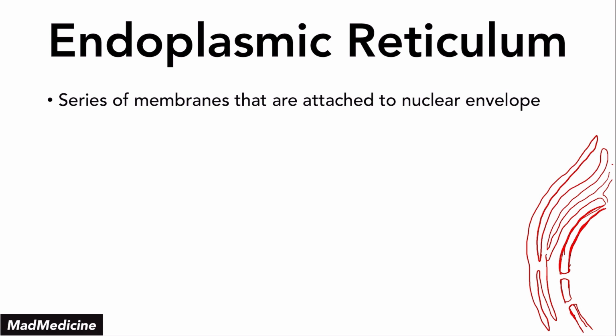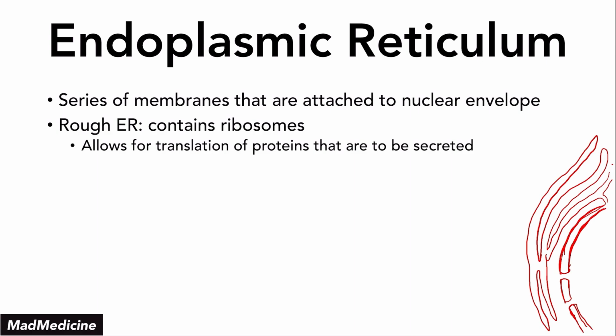There are two main components to the endoplasmic reticulum. The first one is the rough endoplasmic reticulum, which contains ribosomes. And this allows for the translation of proteins that are going to be secreted. So the proteins, essentially the DNA, will come out as mRNA or messenger RNA. And the ribosomes on this surface will actually translate this messenger RNA into proteins. And it's called the rough endoplasmic reticulum because there are ribosomes and it makes it look rough.